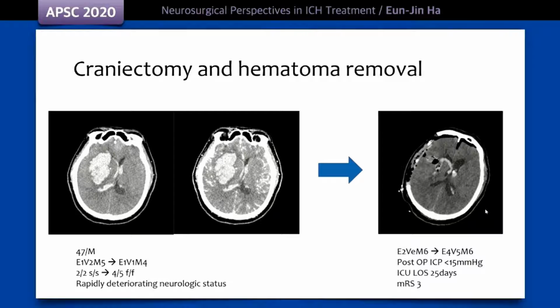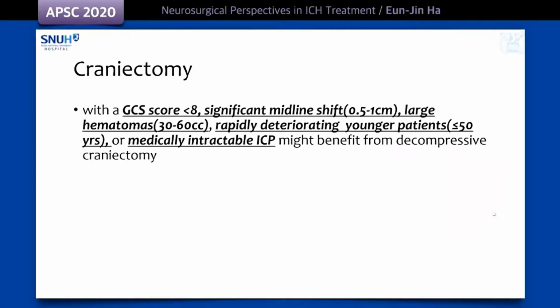Let's see the following case. A 47-year-old patient was declining in mental status during the ER stay and was accompanied by 60 milliliters of ICH and 7 millimeters of midline shift. So, craniectomy and hematoma removal was performed. After craniectomy, measured ICP was less than 15 millimeters of mercury, and the patient recovered mental status after 1 day. The patient benefited from craniectomy rather than craniotomy. Like in the above case, patients with these findings might benefit from decompressive craniectomy, and this is relatively consensus.